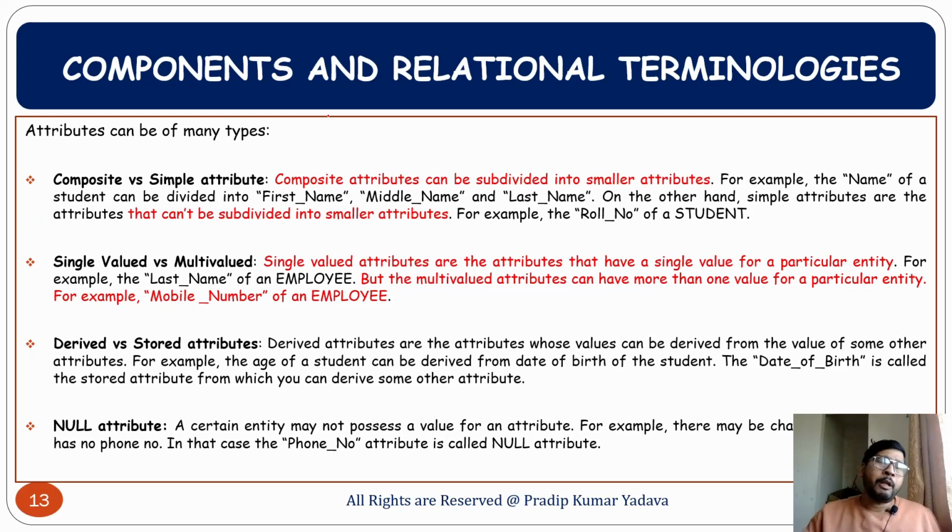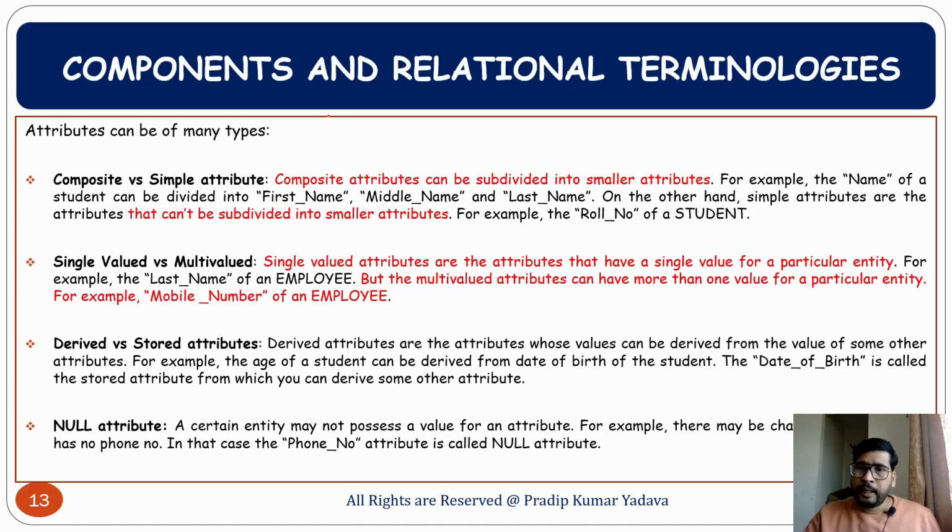Single valued attributes are the attributes that have a single value for a particular entity, like the last name. Okay, its value will be only one. Suppose my name is Pradeep Yadav, then Yadav is the last name, that will be only one, of one employee or one entity.